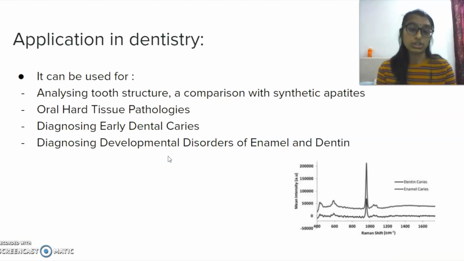What is the application of Raman spectroscopy in dentistry? It can be used for analyzing tooth structure in comparison with synthetic apatite. It can also be used for oral hard tissue pathology. It can be used for diagnosing early dental caries, as you can see in the picture below, and it can also be used in diagnosing developmental disorders of enamel and dentin.